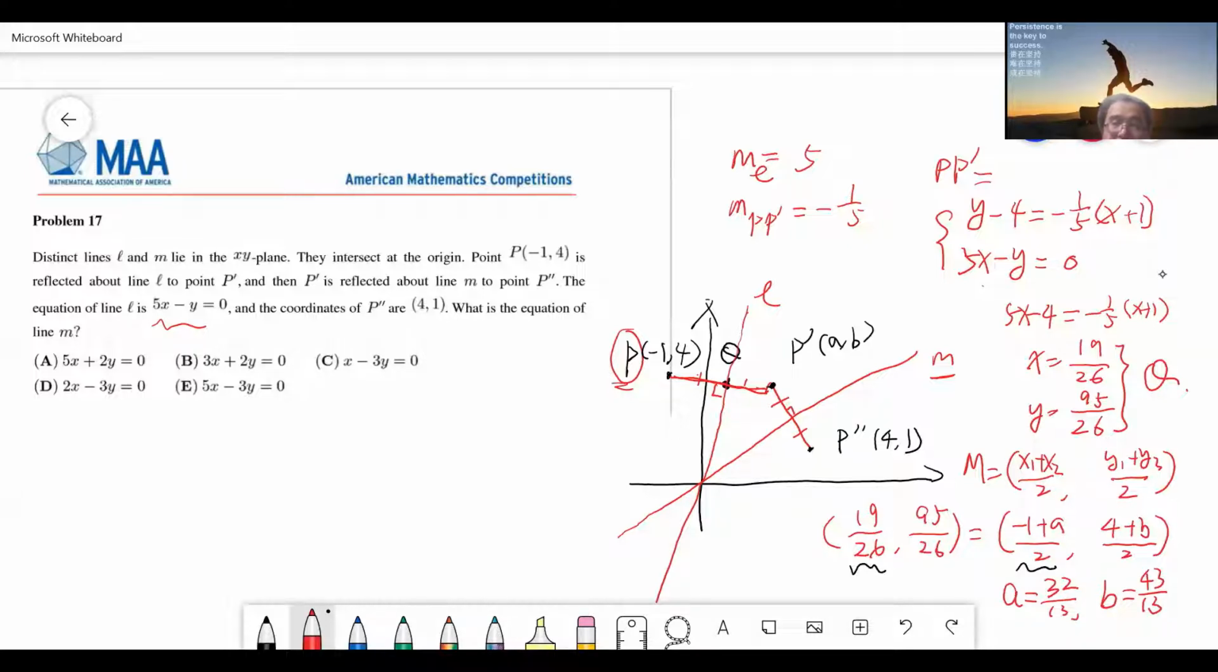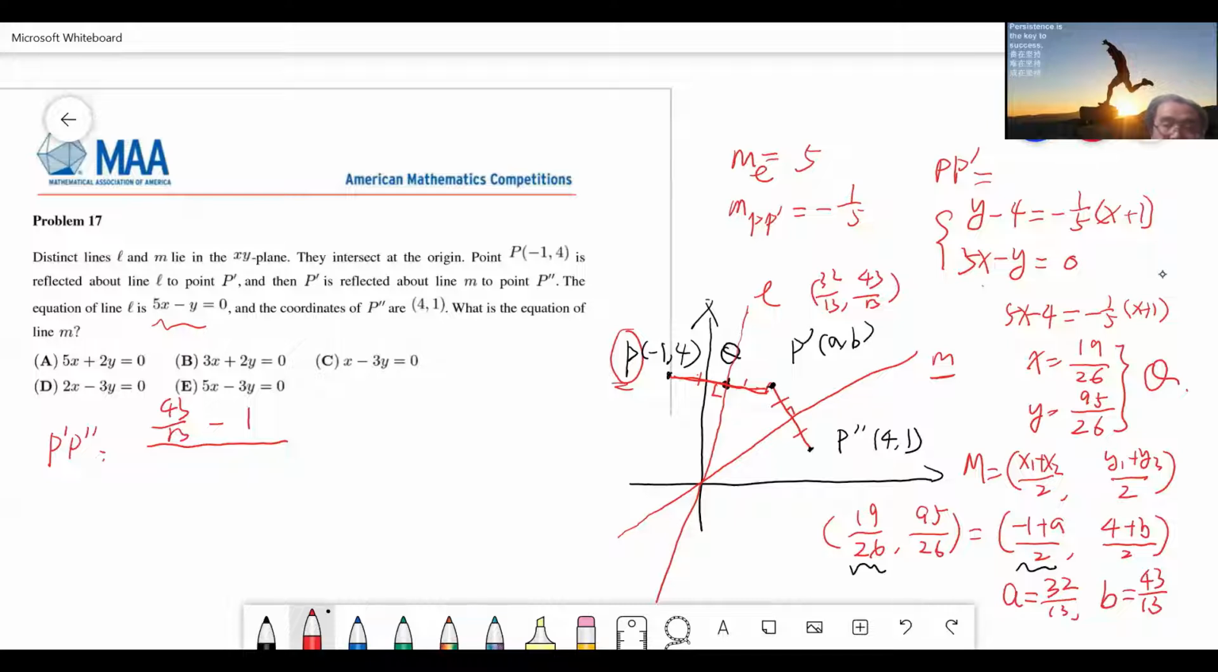Right, so this is for point P. So we have P equal to 32 over 13, 43 over 13. So now we can continue to work on the slope of P prime, P double prime. The slope equal to 43 over 13 minus 1.